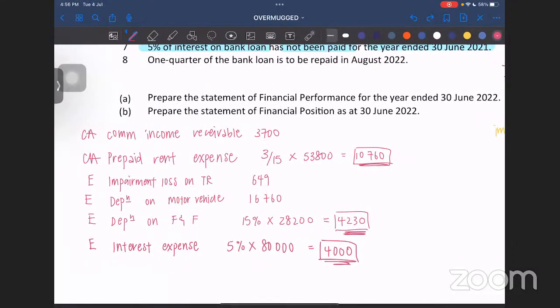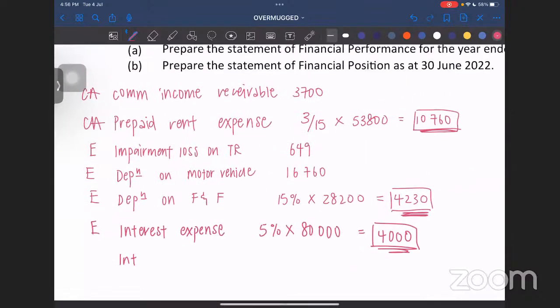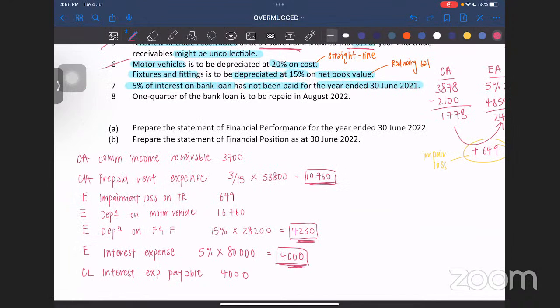Remember what I said earlier on? Every adjustment, I should have two. Here I know that I didn't pay yet. So back to my knowledge on income and expense, what do I call an interest expense that I haven't yet paid, that is owing? Interest expense payable. So for this one, I will create interest expense and interest expense payable, also 4,000, because I incurred 4,000 and I also didn't pay the 4,000. So this one will be a current liability of 4,000 also. I hope this is not too complicated for you to digest.